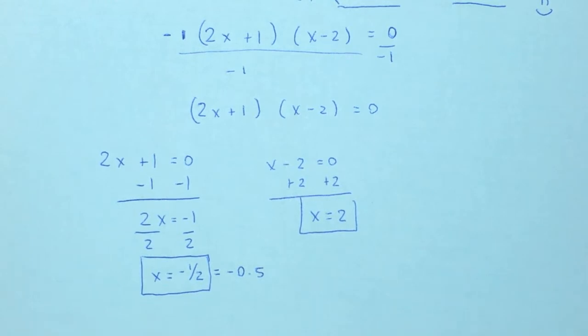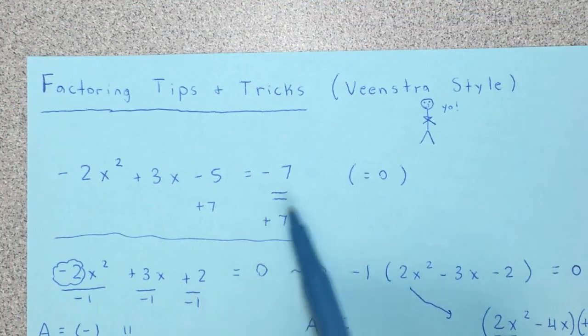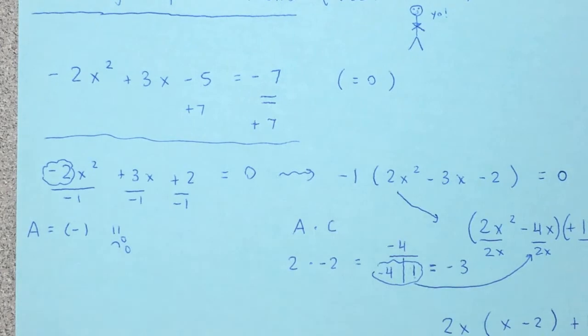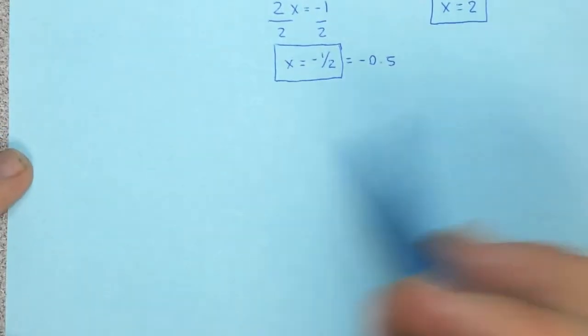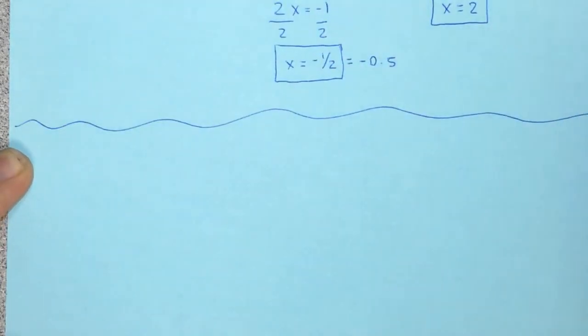Alrighty. So the only weird thing on that problem was the fact that it was not in standard form and I had a negative a value that I wanted to get rid of. Let's see if we can find any more tricks. Here's my next one I want to go over. Draw a line, separate what we're doing.